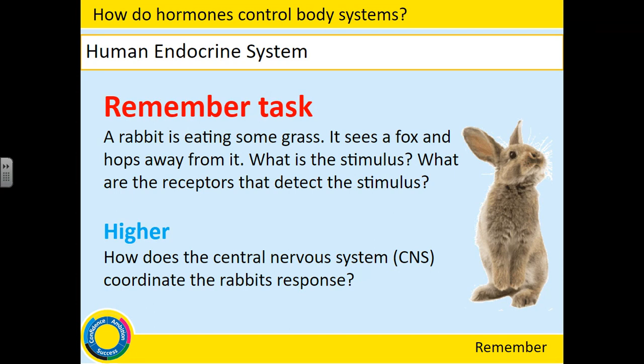So if we've got a rabbit eating some grass, the rabbit sees a fox and it hops away from it, what is the stimulus in that situation and what are the receptors that are detecting that stimulus? If you're higher, have a go at this second question as well. How does the central nervous system, or the CNS, coordinate the rabbit's response? So pause the video, spend about 5-10 minutes on this, and then come back for the answers.